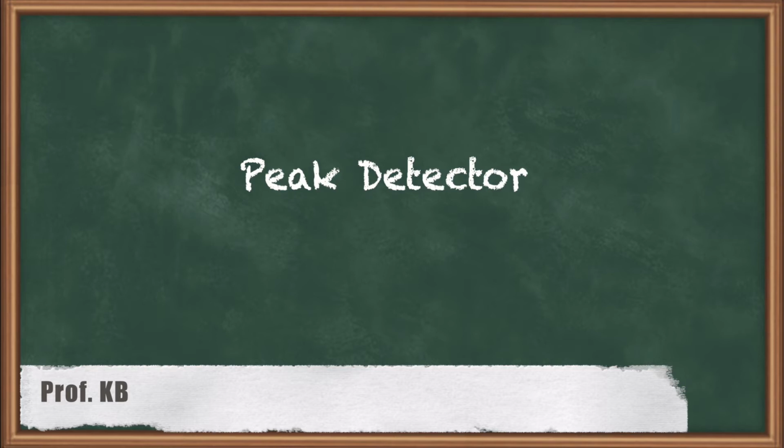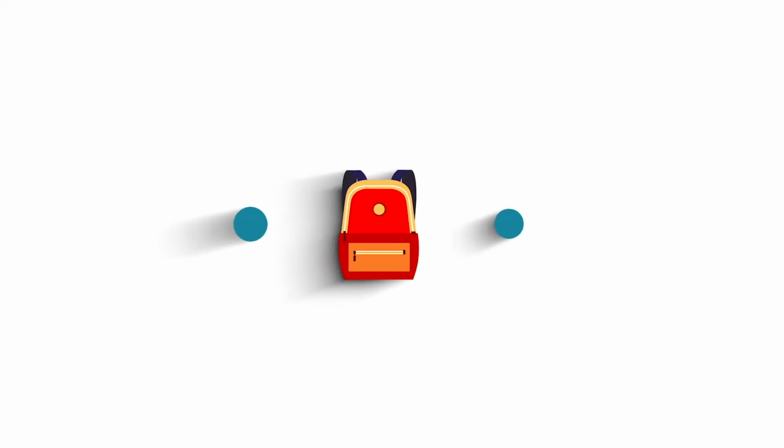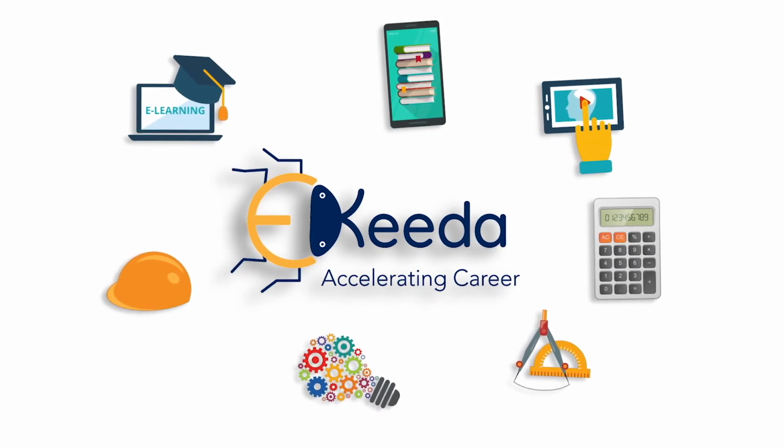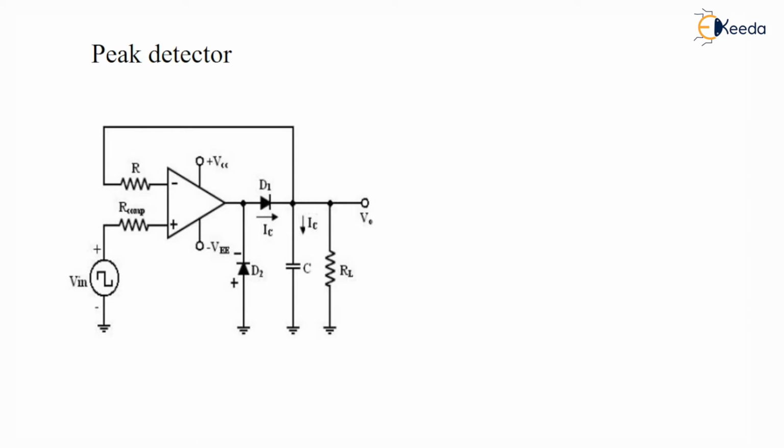Peak detector is a circuit, one of the non-linear applications of op-amp. It is used to detect and hold the peak value of the input signal. There are two types of peak detector, positive peak detector and negative peak detector. The positive peak detector will detect the positive peak that comes in the input signal, and the negative peak detector will detect the negative peak that comes in the input side.